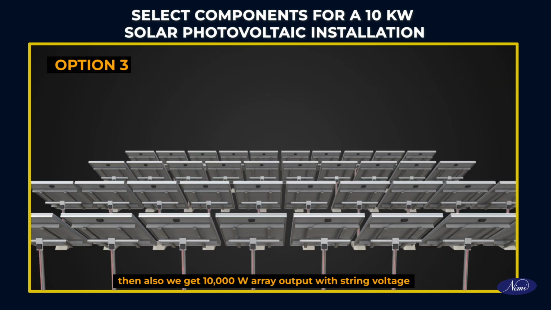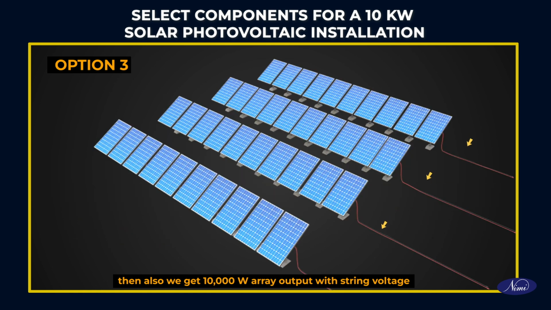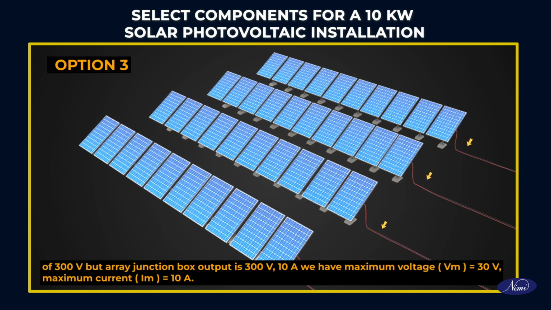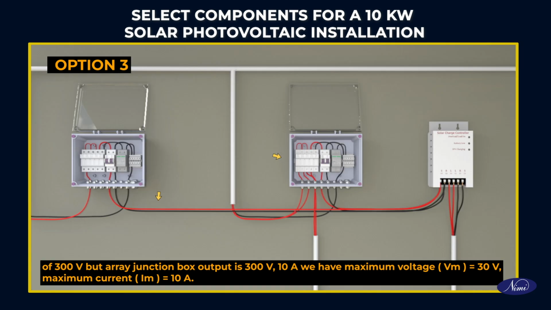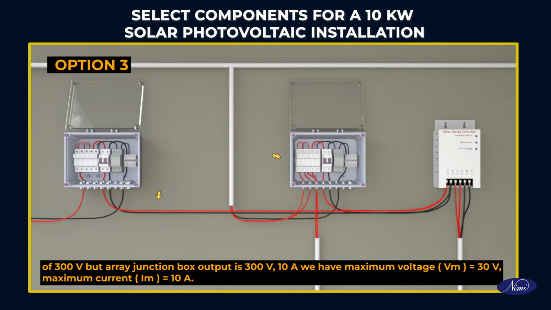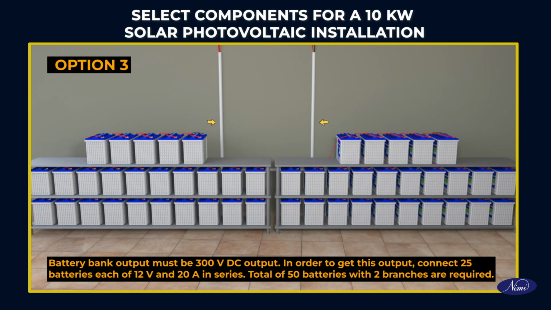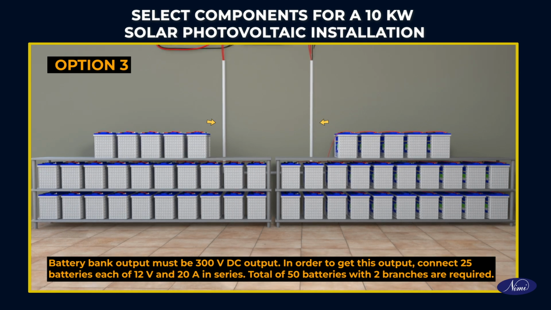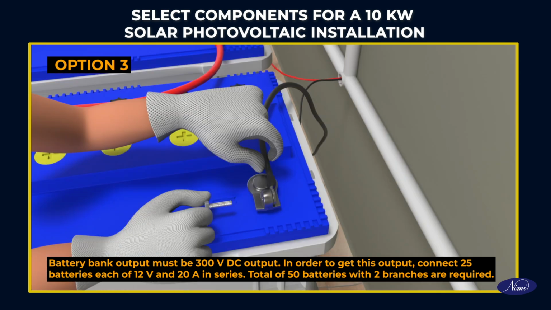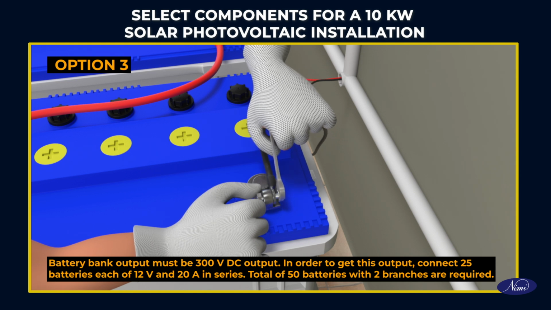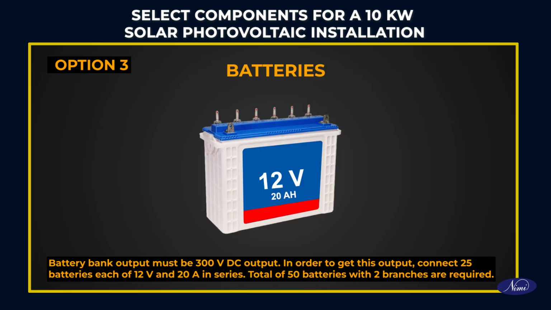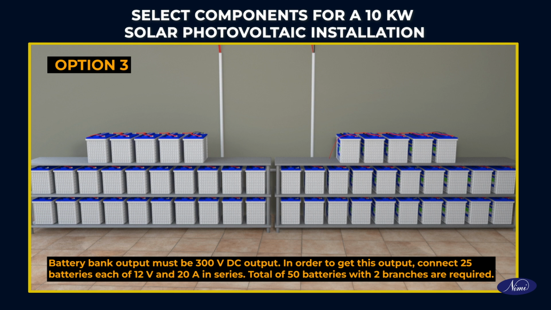Then also we get 10,000 watt array output with string voltage of 300 volts, but array junction box output is 300 volts 10 amperes. We have maximum voltage Vm equal to 30 volts. Maximum current is equal to 10 amperes. Battery bank output must be 300 volts DC output. In order to get this output, connect 25 batteries each of 12 volts and 20 amperes in series. Total of 50 batteries with 2 branches are required.